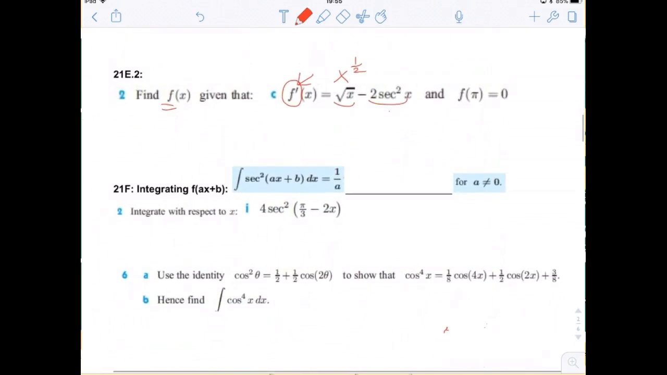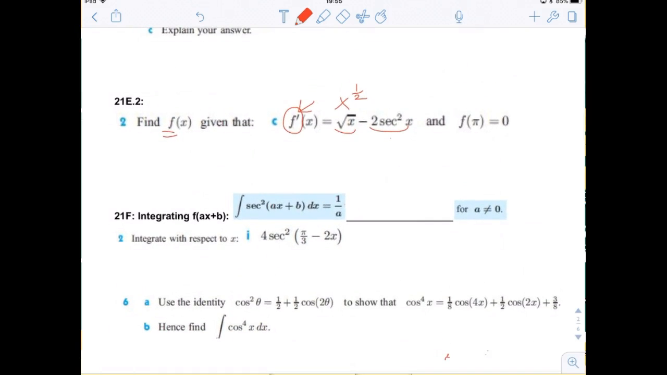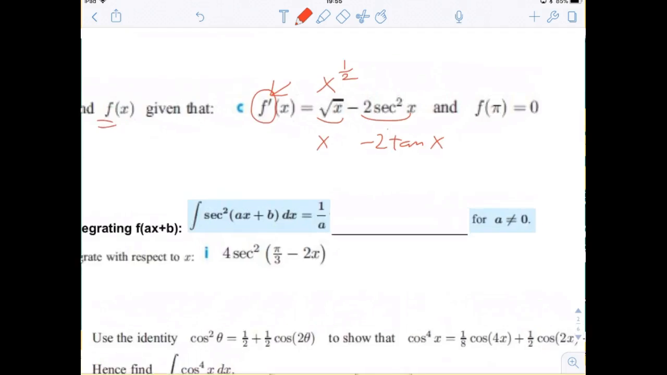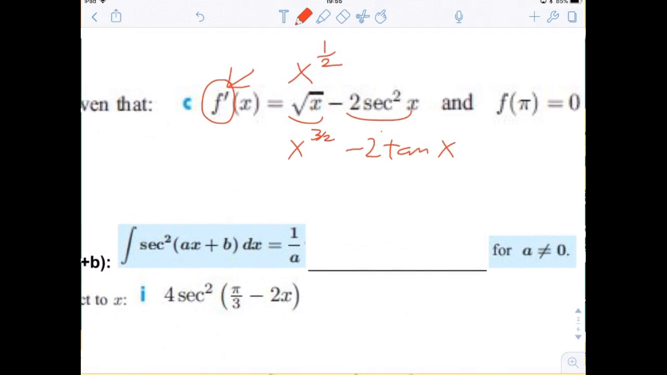So, okay. So this part, negative 2 secant squared, the integral is going to be negative 2 tangent of x, right? The first term, x to the 1/2, when we take the integral of that, it's going to be x to the 3/2 divided by 3/2.